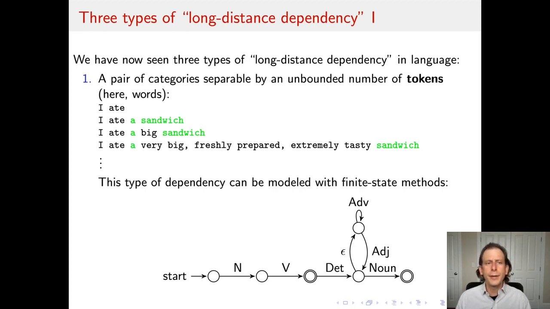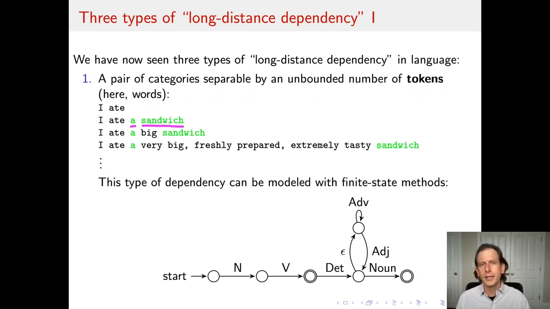The first is a pair of categories that is separable by an unbounded number of tokens, in this case words, as exemplified by the following pattern. So "I ate" is a perfectly reasonable sentence in English. "I ate a sandwich" is also a perfectly reasonable sentence. Now, "a" and "sandwich" stand in the following kind of dependency relation. The word "a" is a determiner, and it introduces a requirement that eventually you will get to a noun before you're done with some part of the sentence.